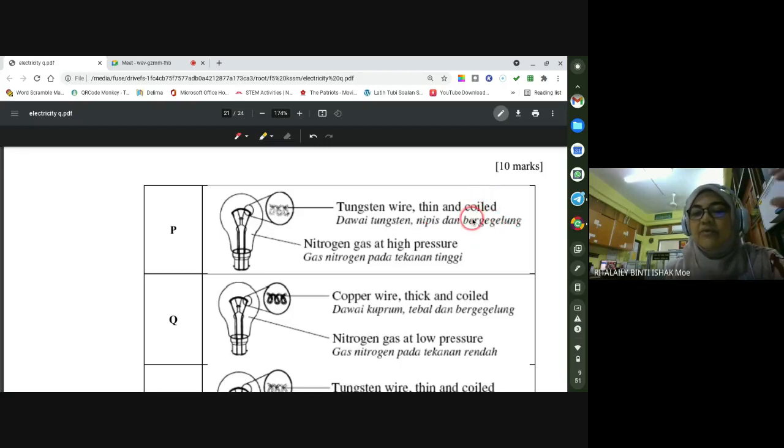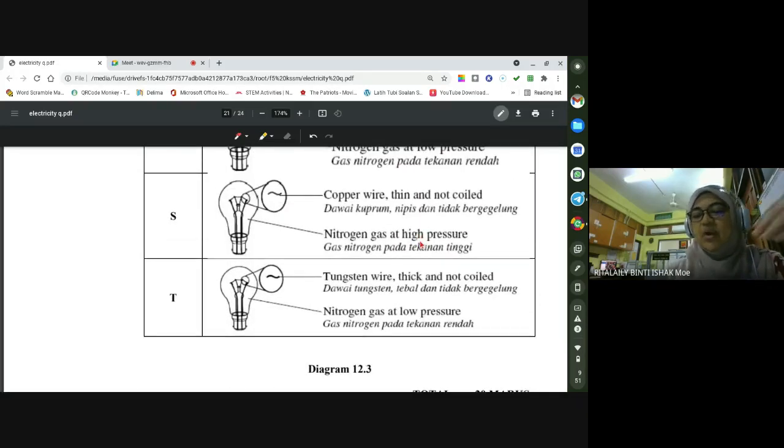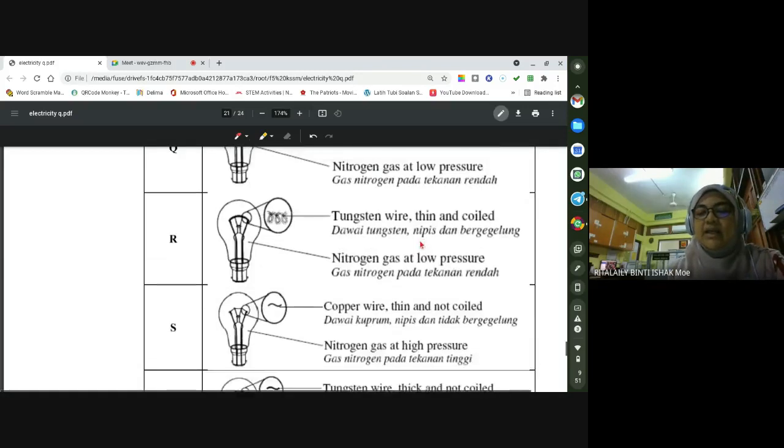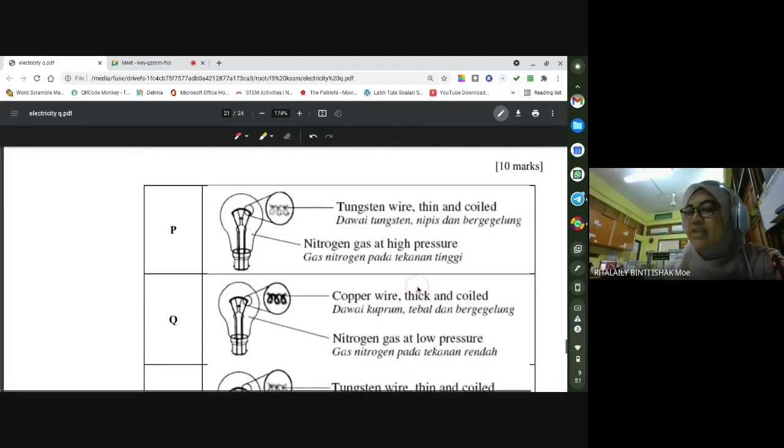And then the type of wire: is the wire coiled or not coiled? Which one is better, coiled wire or not coiled wire? And lastly is the gas inside the bulb. Should we use low pressure or high pressure? So maybe you can try with the type of wire first. Which one do you think is best? Copper or tungsten?